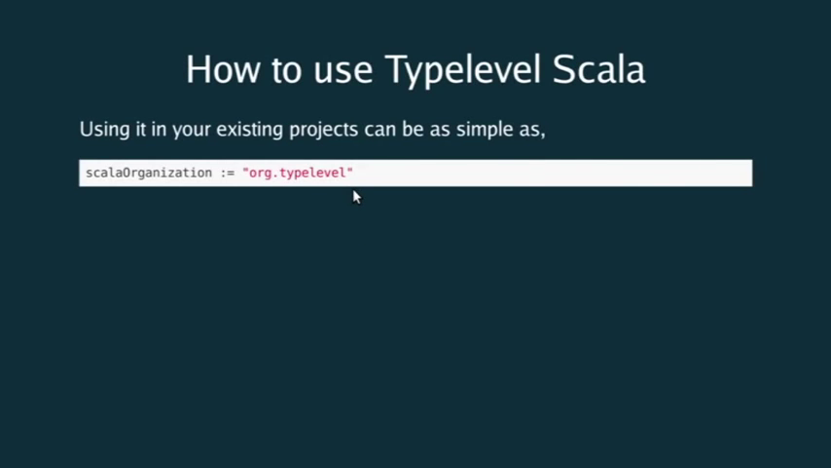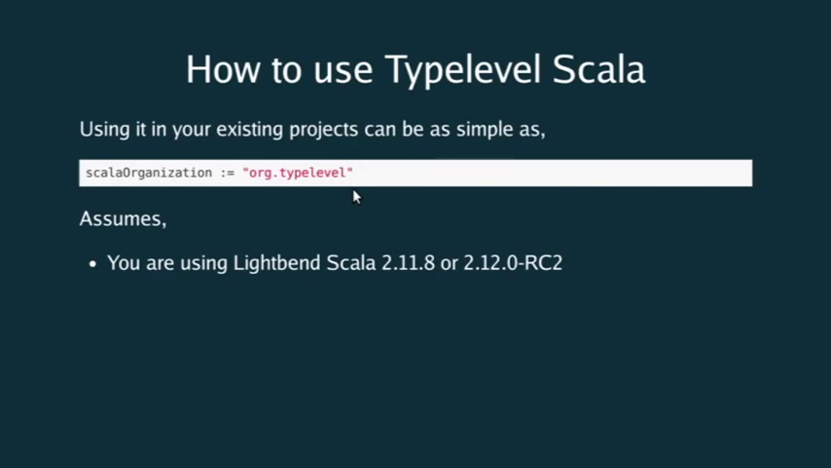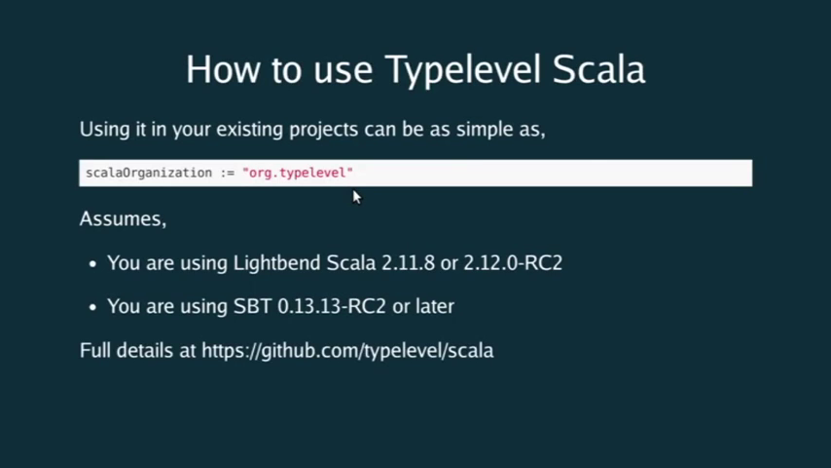So how do you use it? That's it. If you want to use Typelevel Scala, add that to your build.sbt. Actually, it should probably say scalaOrganization in this build, but that will typically work. Please try it now. Just drop that line in more or less where you put scalaVersion. The organization is org.typelevel. If you're using 2.11.8, the constraints are 2.11.8 or 2.12.0-RC2, and you need to use SBT 0.13.13-RC2 or later. I spent quite a lot of time getting to the point where it's that straightforward to switch between the two. It really is that simple, and everything will just work. All your upstream dependencies will just work. Please try. Full details are at GitHub Typelevel Scala.